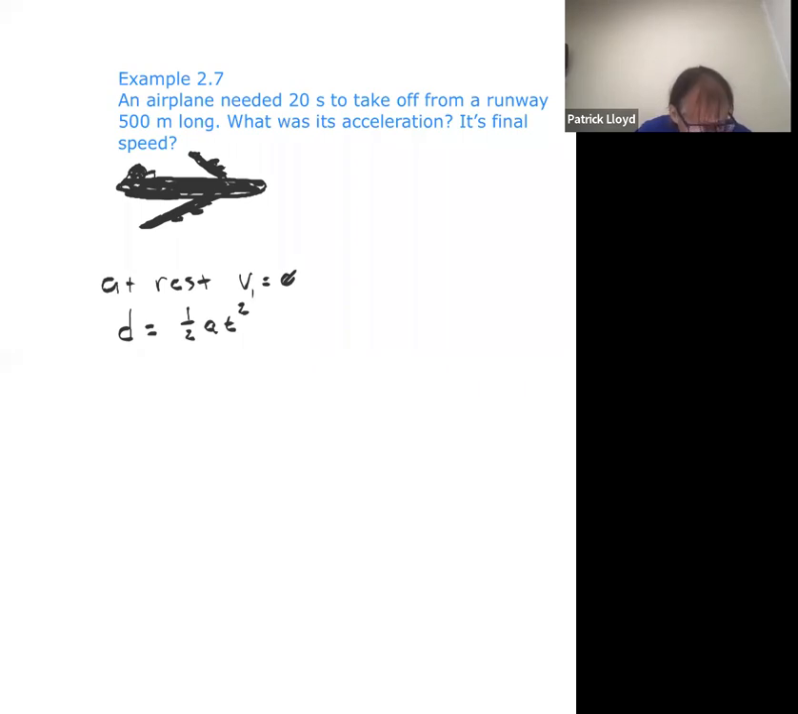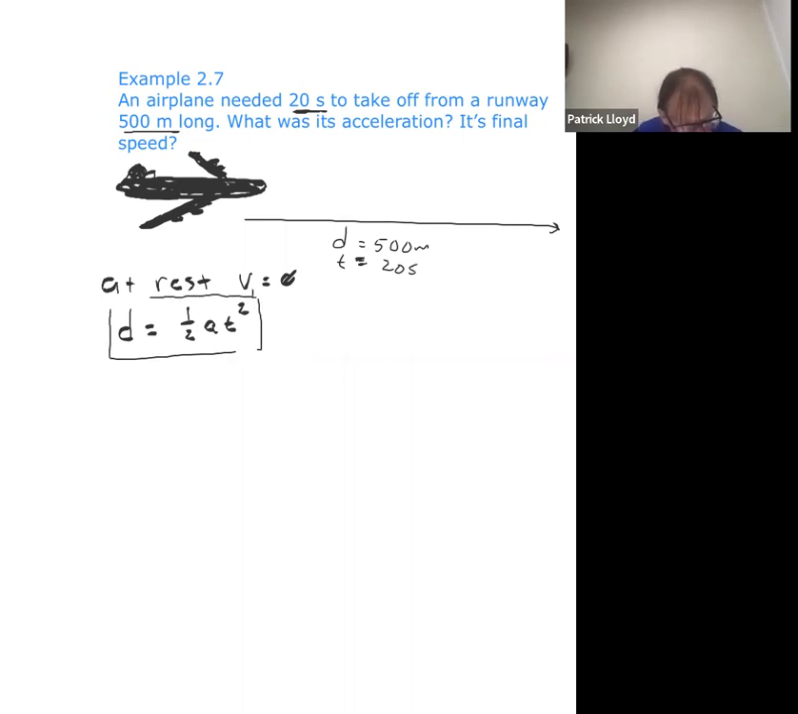Okay. Well, in this case, we know the time, it's 20 seconds. And we also know the length of the runway, 500 meters, right? So we know the distance is 500 meters, and we know how much time it takes, it's 20 seconds. So it looks like if you look at this formula for distance traveled, we have everything that we need to find the acceleration. We just need to manipulate the equation, do a little algebra.